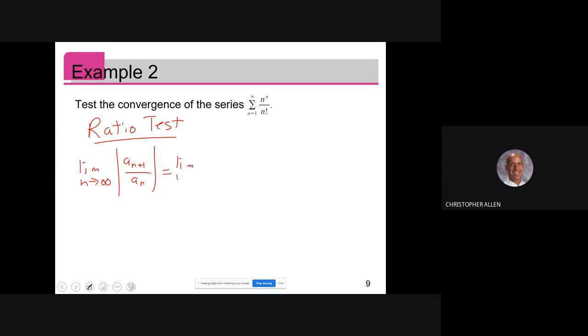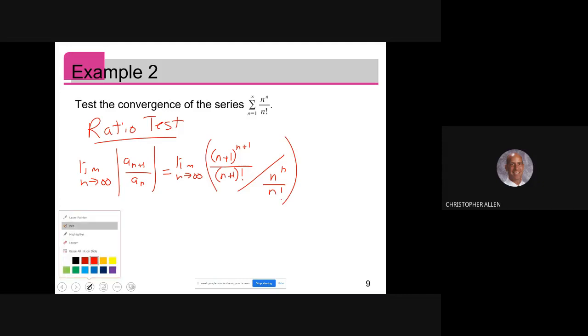So this is going to be a limit as n goes to infinity of n plus 1 to the n plus 1 over n plus 1 factorial. And then I'm going to divide this by n to the n over n factorial. And then I'll put my absolute value here, even though this isn't really necessary, guys. If you want to leave the absolute value off of this part here, you can. I don't really need it. Everything's positive. I hope that makes sense.